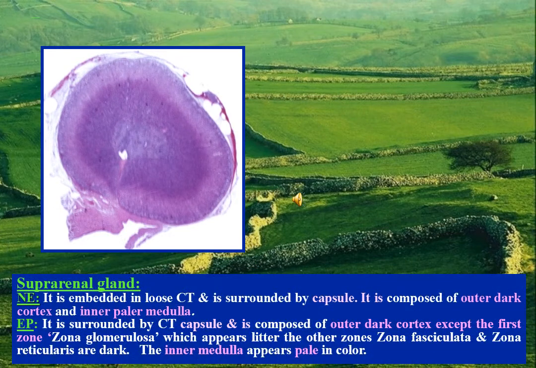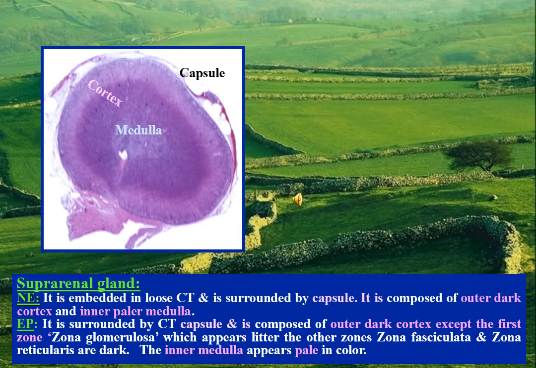Suprarenal gland. By naked eye, suprarenal gland is embedded in loose connective tissue and is surrounded by capsule. It is composed of outer dark cortex and inner pale medulla.